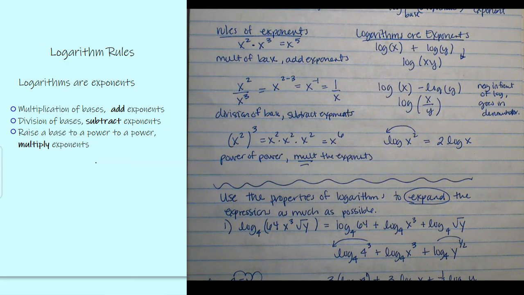We'll do some more examples tomorrow and look at change of base and other applications for logarithms. All right, thanks.